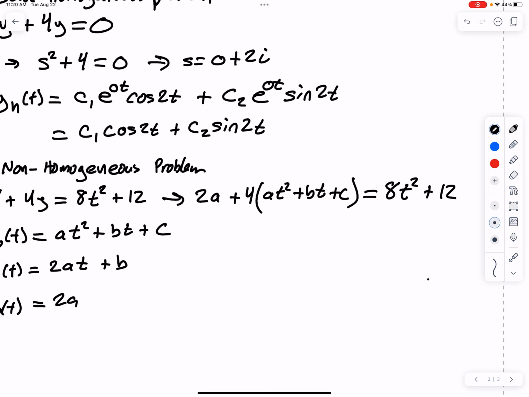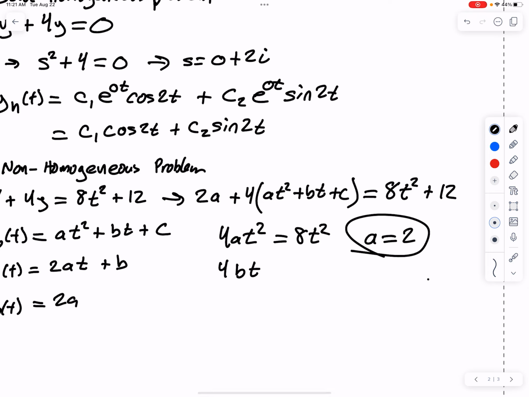And what can we figure out here? Well, I'm going to take each power of t separately. The first thing, I'm going to have 4at squared on the left-hand side, and I'm going to have 8t squared on the right-hand side. So those are all the t squared terms. If you look at that, that's going to very quickly tell you that a has to be equal to 2. So now I know what a is. Then I'm going to look at the linear terms. So 4bt has to equal 0. That must tell me that b must be 0.